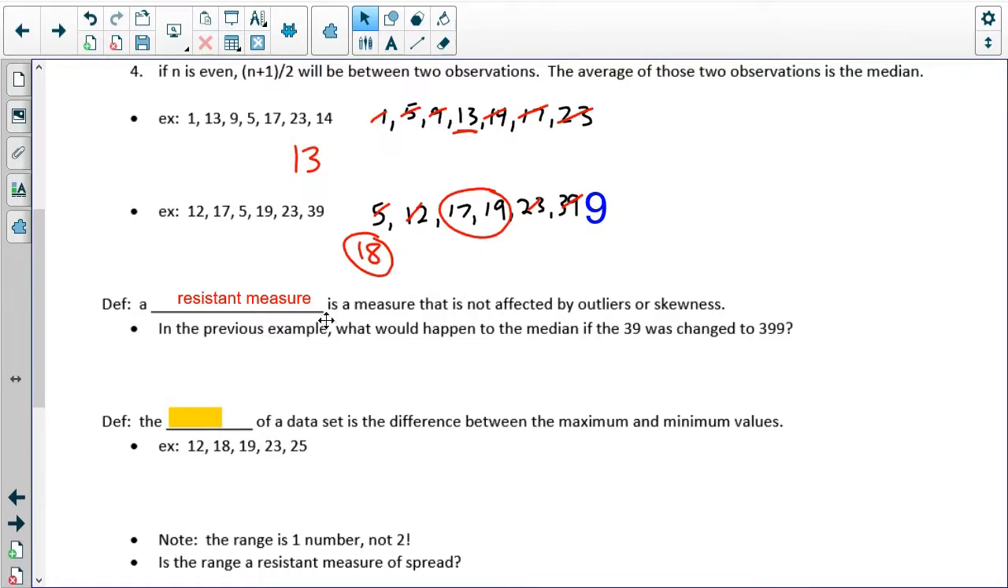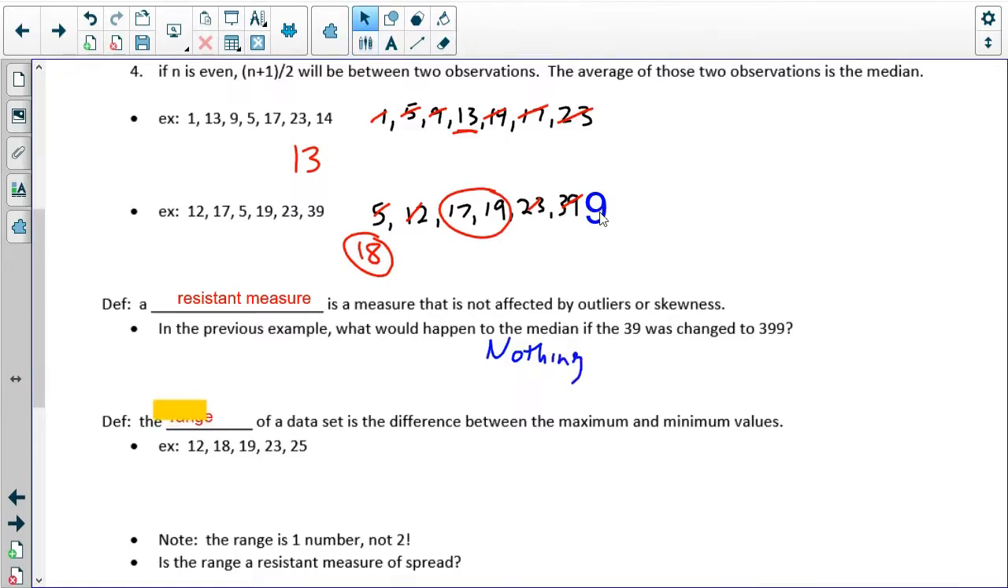So the median is a resistant measure, because this outlier, in a skewed data set, is going to pull the mean in the direction of the right, but it does not change the fact that the median is still 18. So having some sort of outlier does absolutely nothing in this case. And that's what we call a resistant measure. That's basically what a resistant measure means. So nothing happens.